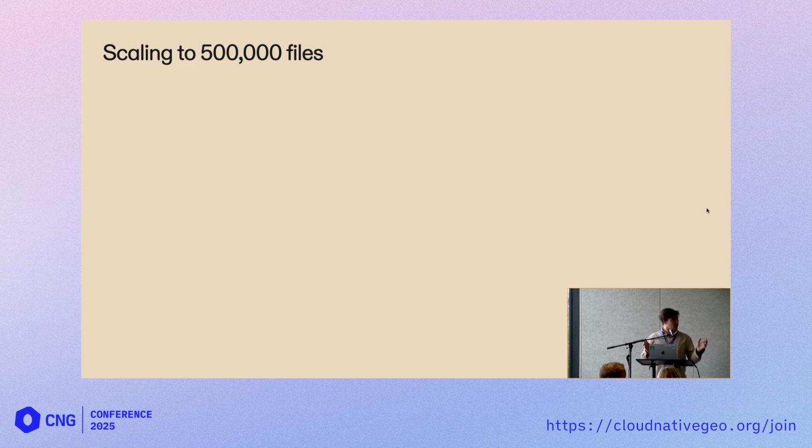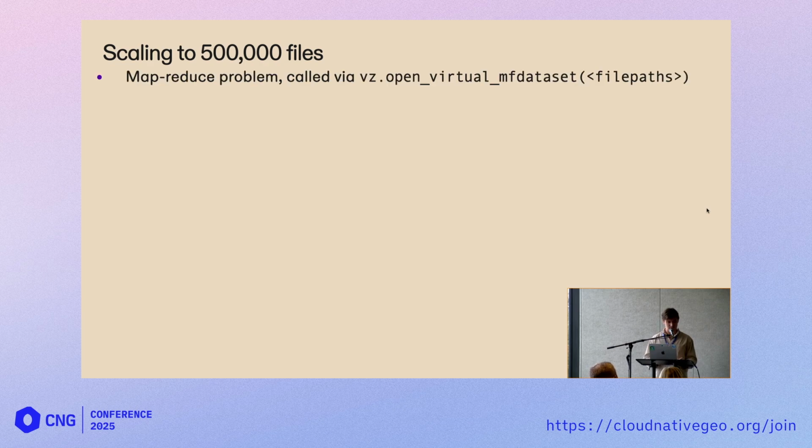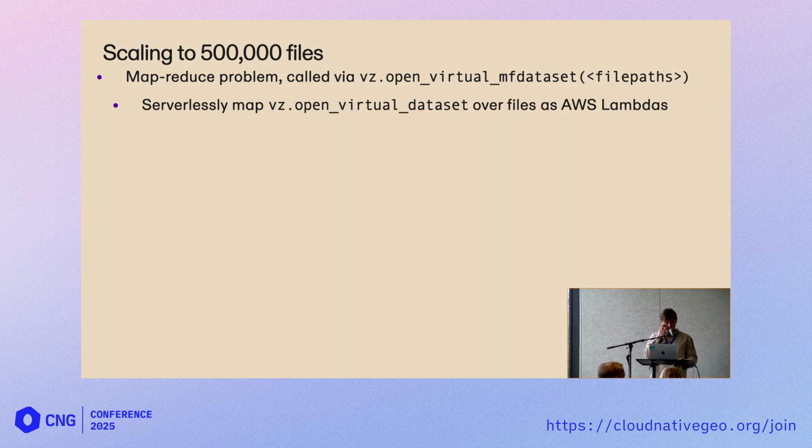So that's how we're going to do it, but we still have to scale to 500,000 files. So we've got to run open_virtual_dataset on every file, and then combine them back together. And Xarray already has a primitive called open_mfdataset that does basically the same thing. So we're going to use that as our API on just the list or the glob of all the file paths. And we're going to serverlessly map that function using AWS Lambdas, because this is basically a map reduce problem.